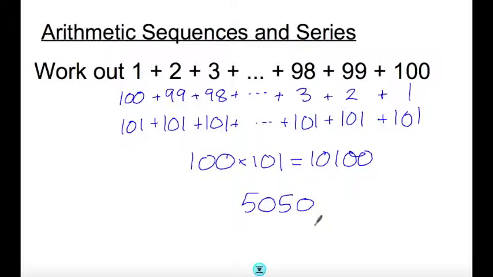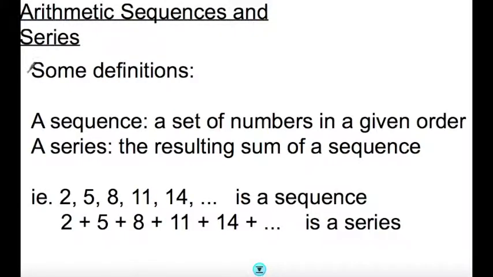So this kind of thinking is going to help us when we go on to come up with a formula for the sum of an arithmetic sequence. Before we get stuck into that, just some definitions and notation. At its most basic level, a sequence is literally just a set of anything really in a given order, and a series is that added up. So you can see here 2, 5, 8, 11, 14 is a sequence, but 2 plus 5 plus 8, etc. is a series.